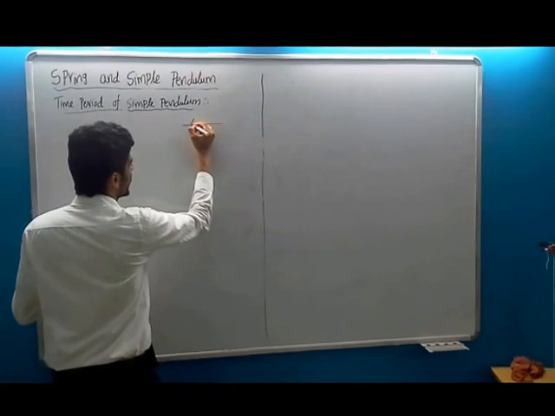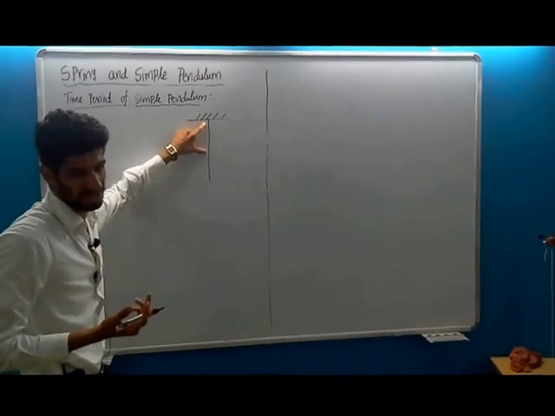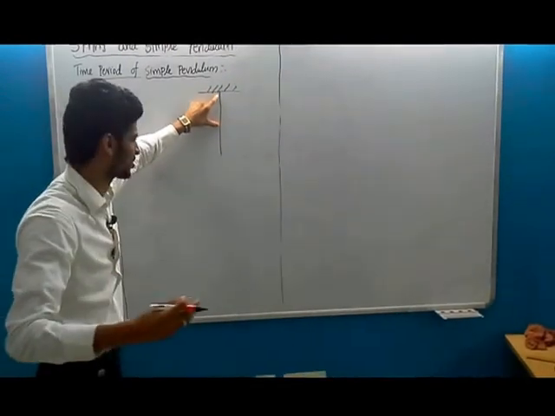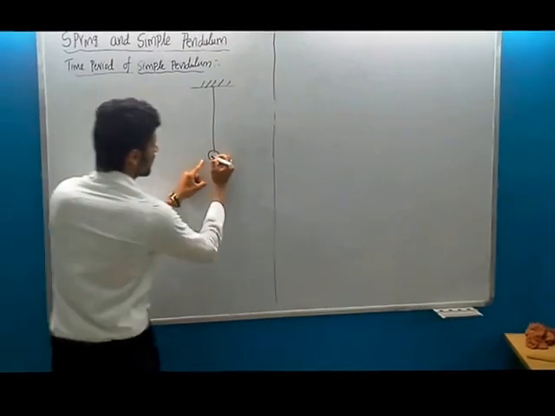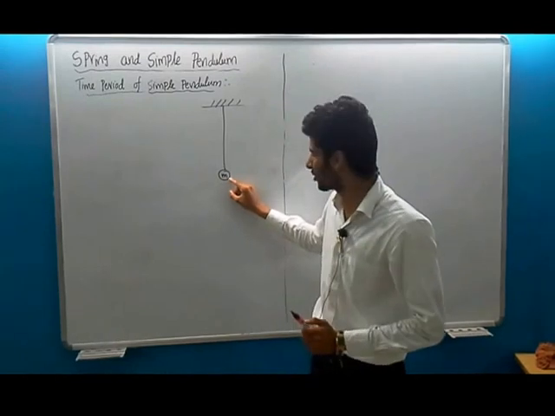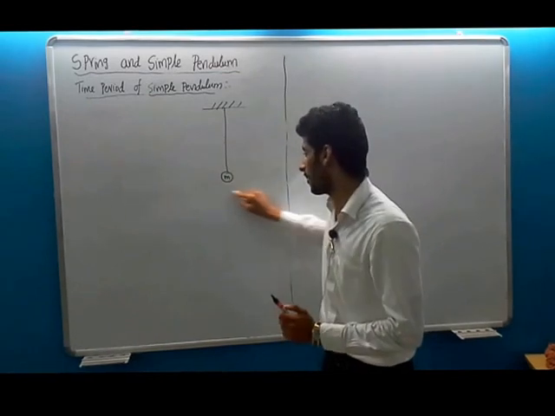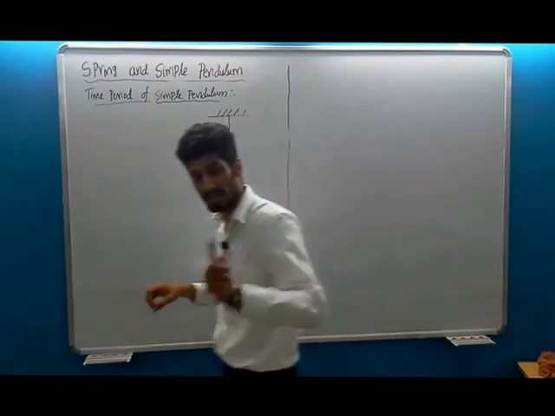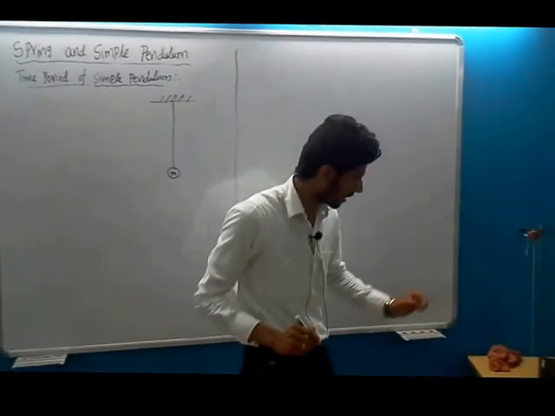There is again a rigid support and a wire or a string which should be massless. Ideally it's massless, but generally the mass of the string is very, very small, so that I can neglect it. And there's a bob over here of certain mass m, which ideally is a point mass, or else it should be very small. And this mass is made to oscillate front and back, so that is a simple pendulum executing simple harmonic motion.